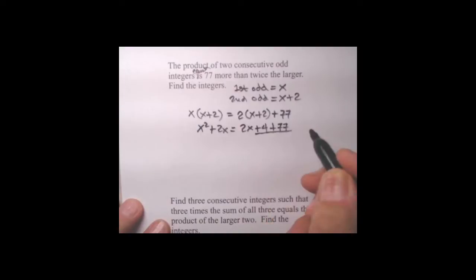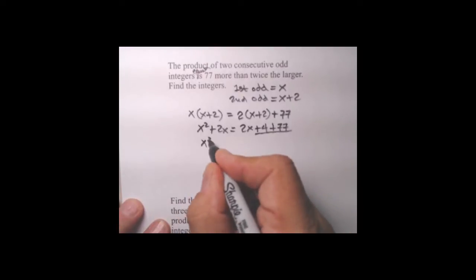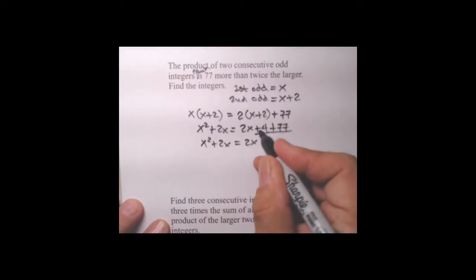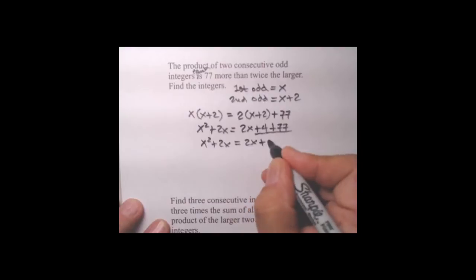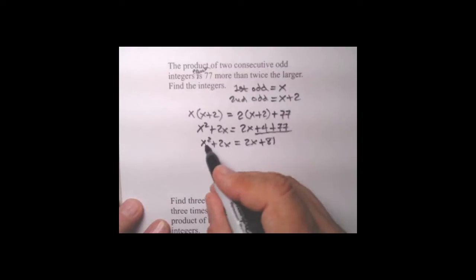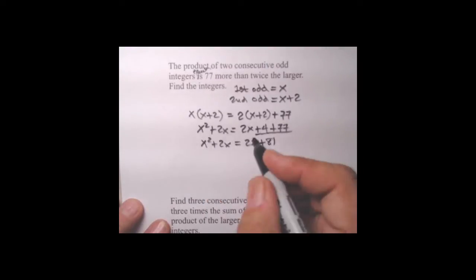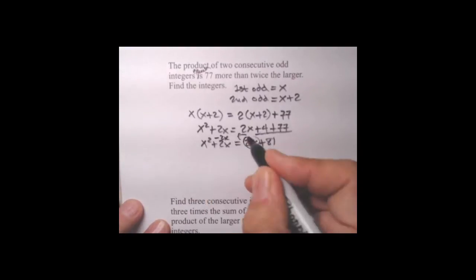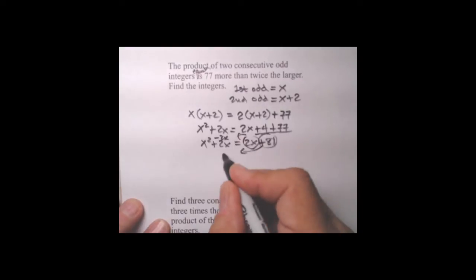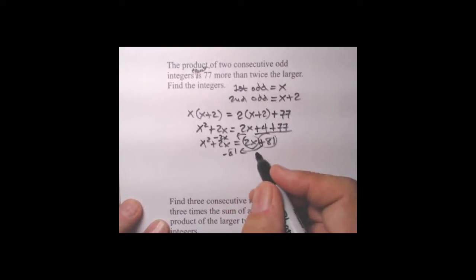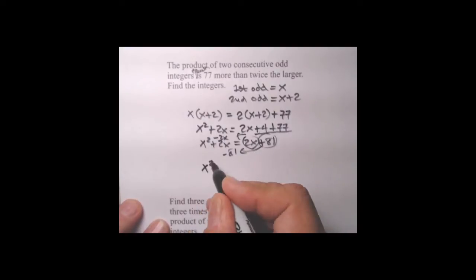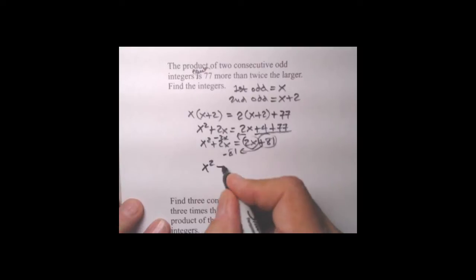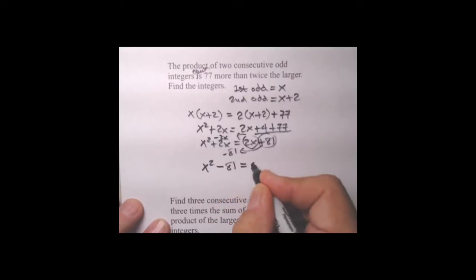Well, these are like terms, so we got to combine them. So I got x squared plus 2x equals 2x plus 81. Well, now, since this is a quadratic, we want to move everybody over to the left here. So the 2x comes over as negative 2x. The plus 81 comes over as negative 81. So what have I got here? Well, I've got x squared. But notice, plus 2x and minus 2x zero out. So I have the minus 81 equals 0.